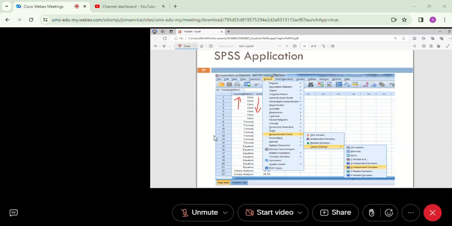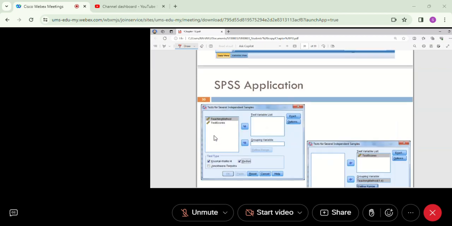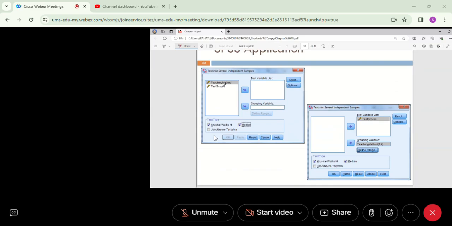After we finish keying our data, you go to Analyze, then Nonparametric Tests, then Legacy Dialogs. This time we go for K Independent Samples. In this case, K is equal to 4, because we have 4 methods. The dialog box is similar to the independent t-test. Teaching method goes to grouping variable, test score goes to test variable, and Kruskal-Wallis has been selected. This is the default setting.